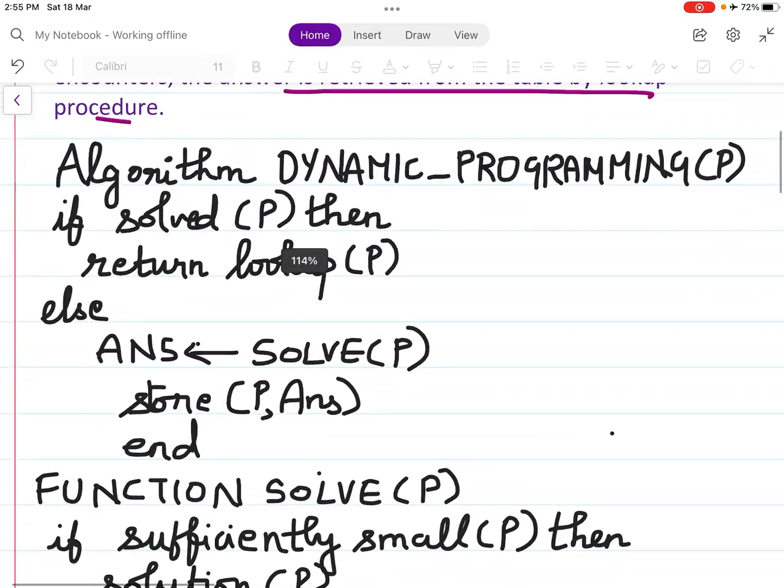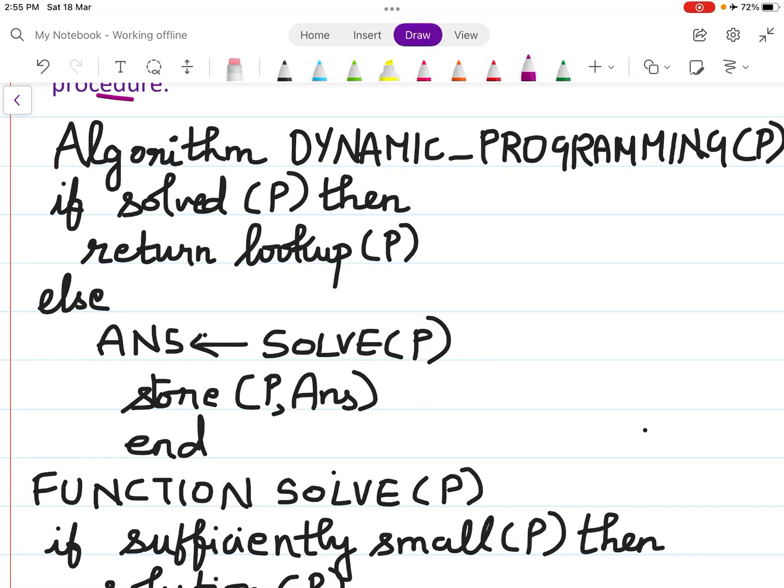So the algorithm for dynamic programming: if the solution is already solved for P, then enter the lookup of P. Else, solve P first and store the value in answer. So you will store P comma answer. Solve P and assign it to answer.